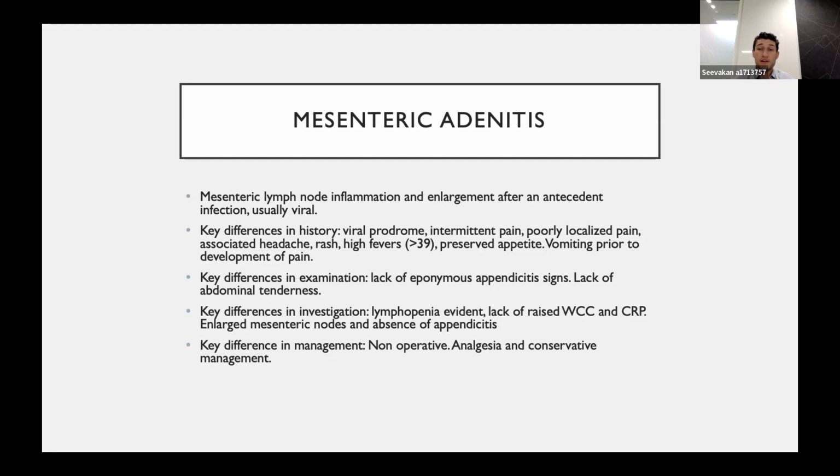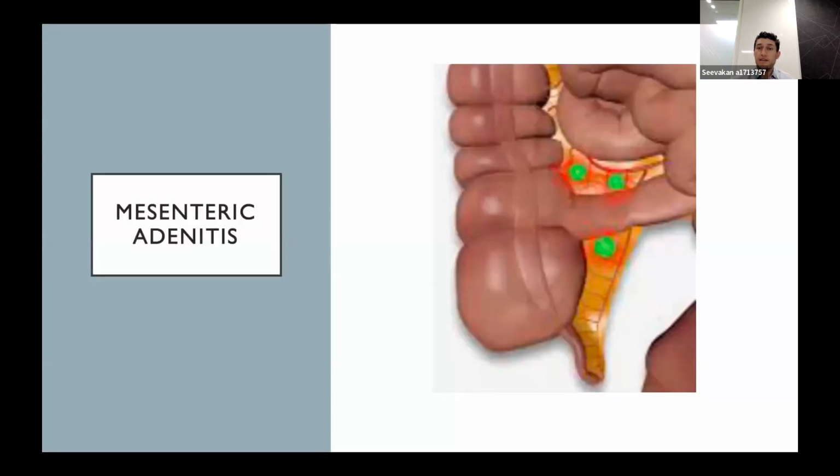Any questions about mesenteric adenitis before we move on? No? Okay. There's a pretty stock standard Google image of what mesenteric adenitis looks like. Essentially, these green things are the enlarged lymph nodes that are present in the mesentery, and the surrounding kind of red corona around them is the subsequent inflammation.